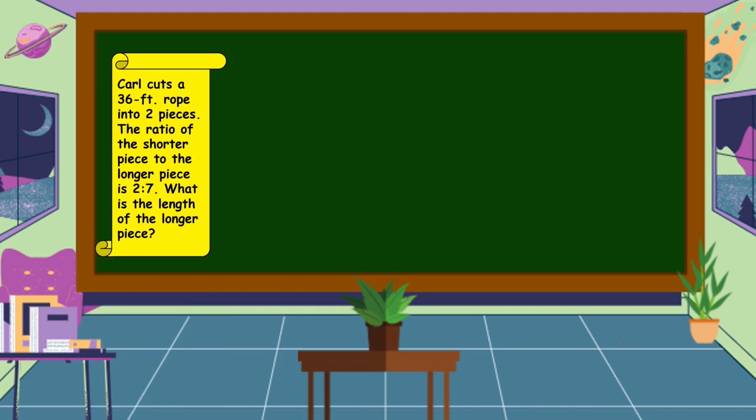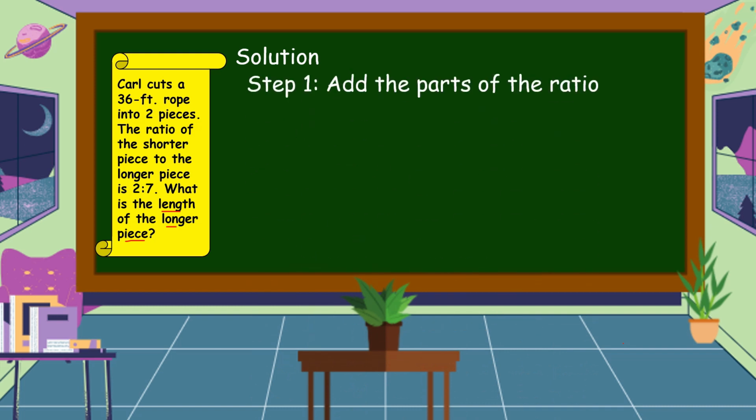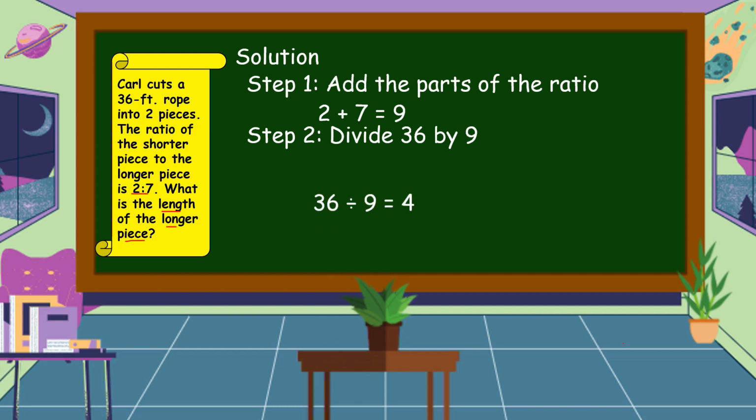What is asked? In this problem, it is asking for the length of the longer piece. So, let's solve. First step, add the parts of the ratio. Our ratio is 2:7. So, 2 plus 7 is equal to 9. Step 2, divide 36 feet by the sum of the ratio, which is equal to 9. So, 36 divided by 9 is equal to 4.